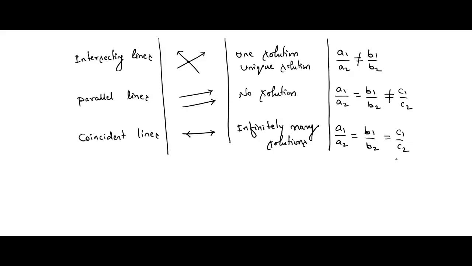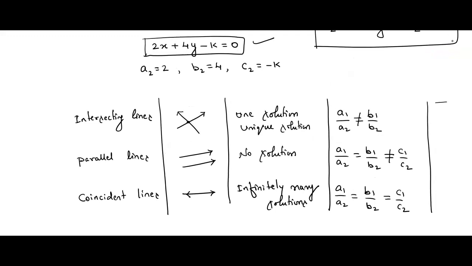Is this clear? I hope you have understood the different types of lines, the nature of the graph, how many solutions each has, and how to tell whether there are infinitely many solutions or whether they are coincident lines. By using these algebraic conditions itself, we can prove which type of lines they are. Is this clear?